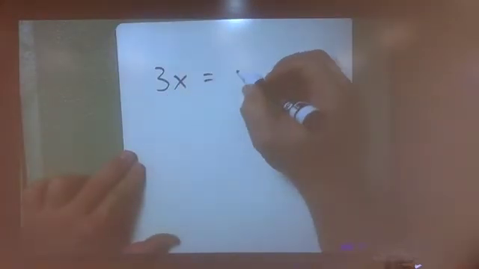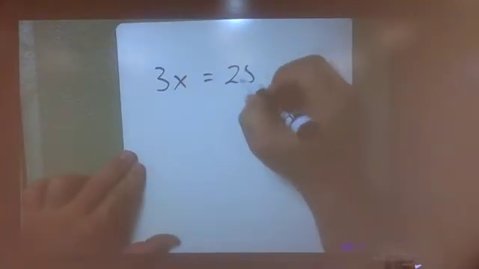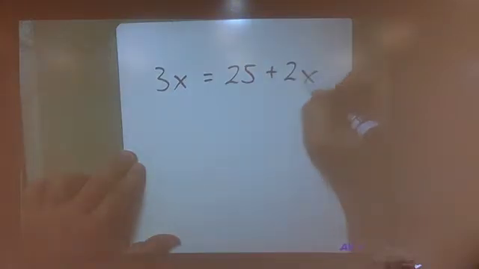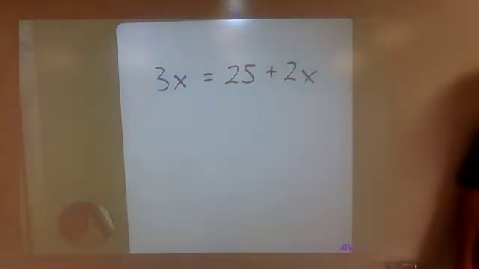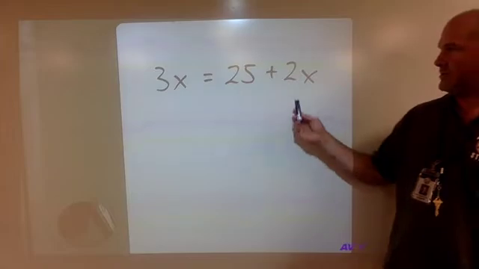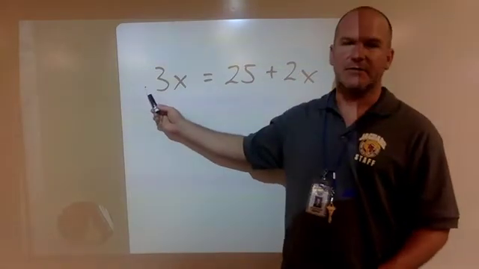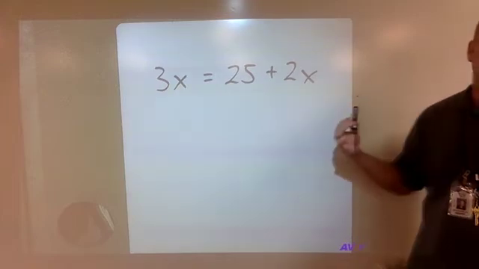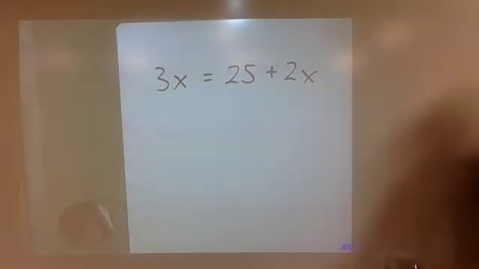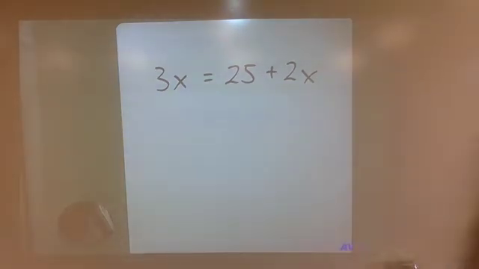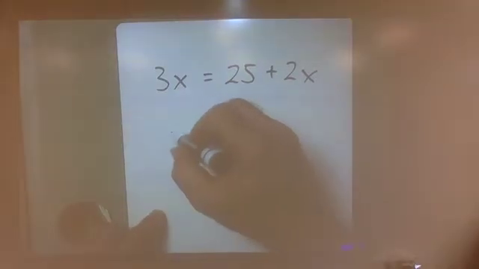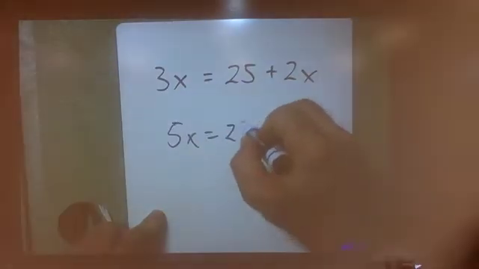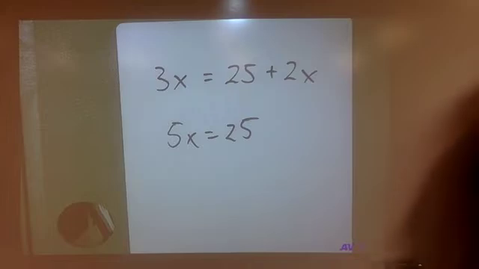Let's say 3x equals 25 plus 2x. So it's almost the exact same thing as we just did, but the one we just did had 2x over here with the 3x. Now the 2x is on the right-hand side with the 25. So now you can't combine these the same way that we did last time. You can't, on your second line, say 5x equals 25. That's not going to work.